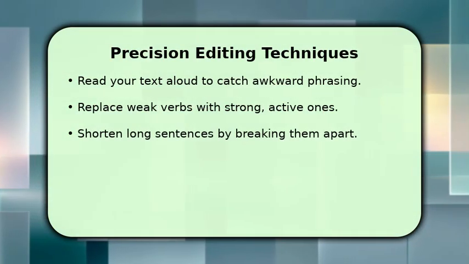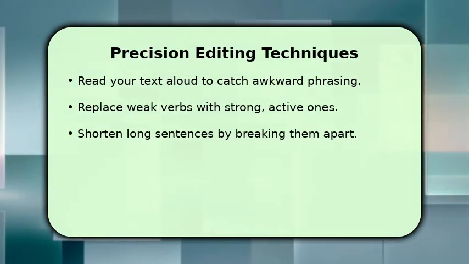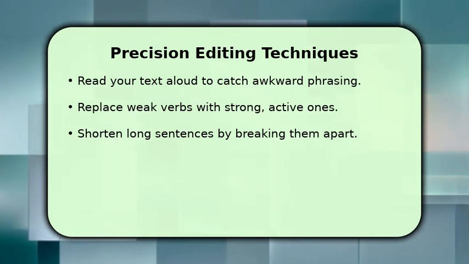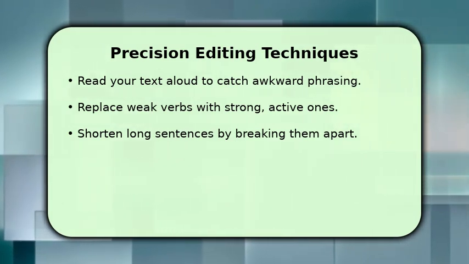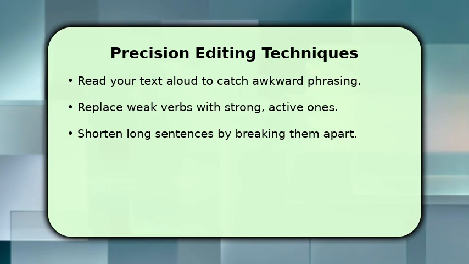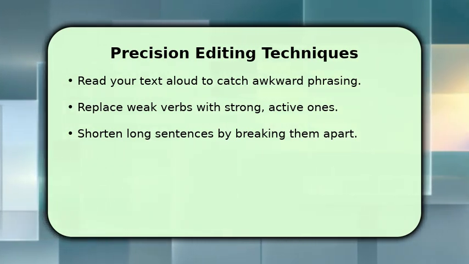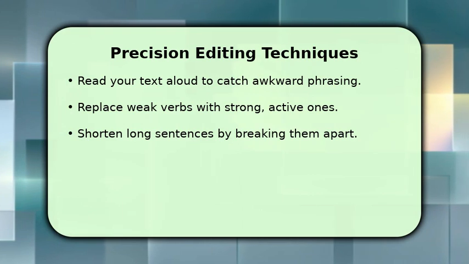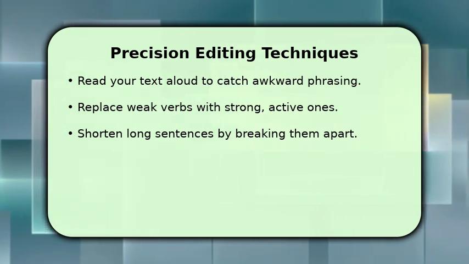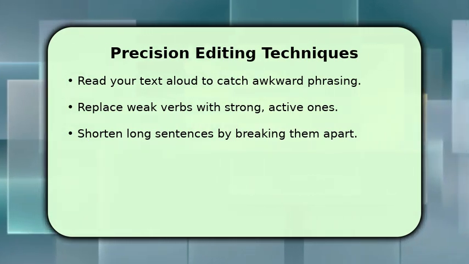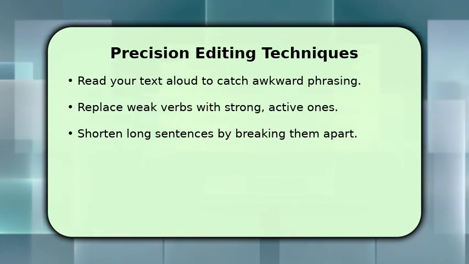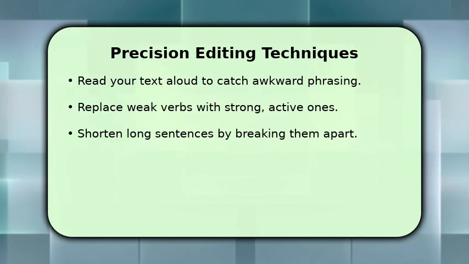For precision editing, always read your text aloud. This helps you identify clunky sentences and repetitive phrases. Actively seek out and replace passive voice constructions with strong, active verbs to inject energy into your writing. If a sentence exceeds 25 words, consider splitting it into 2 or more shorter, clearer statements. This approach enhances readability significantly.